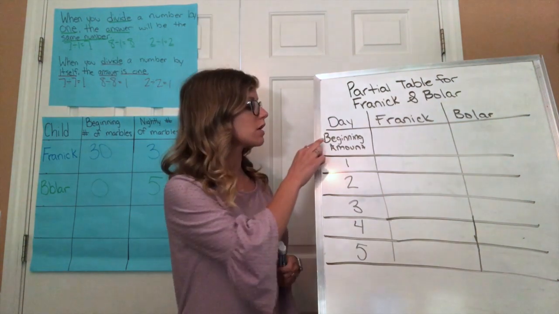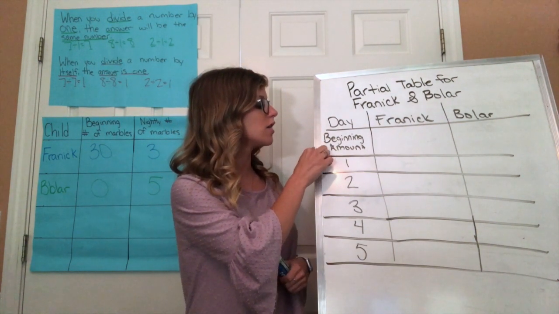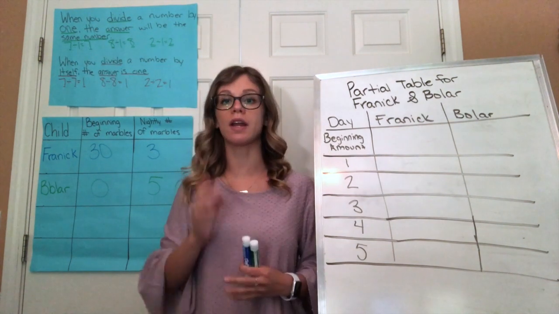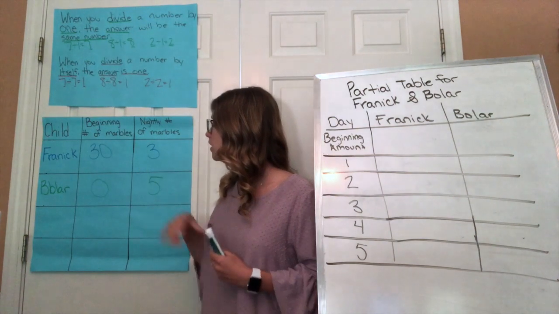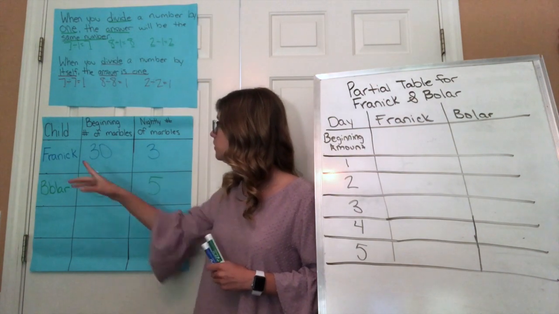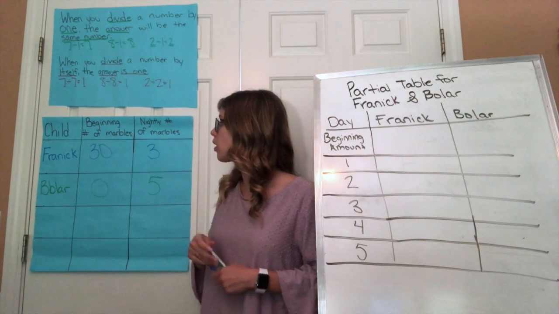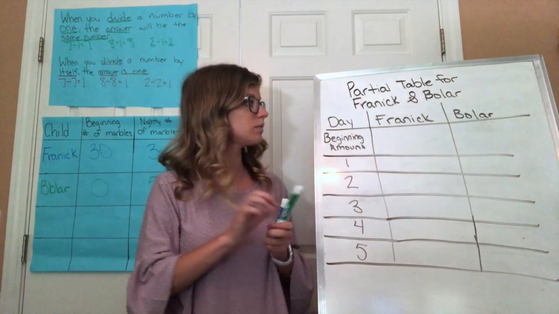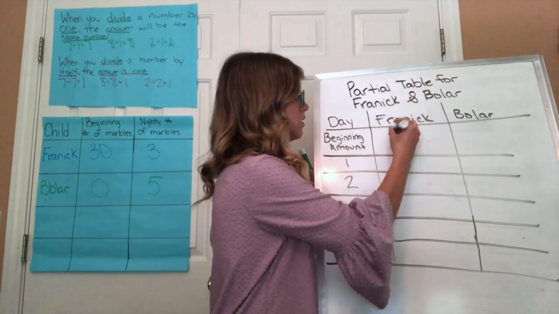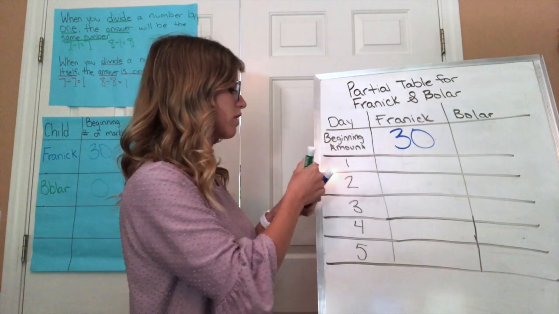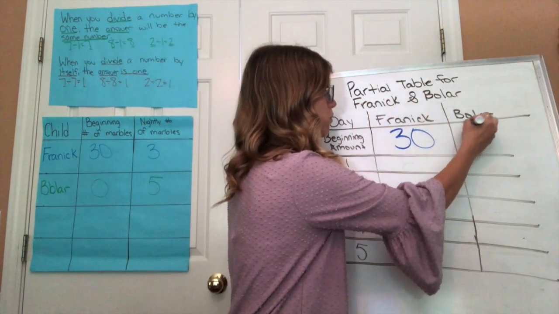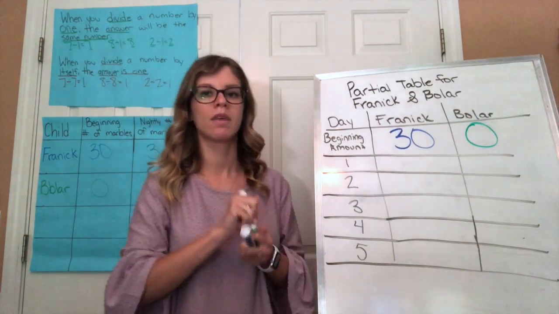So what we needed to first remember is the beginning amount that Bolar and Franek started with their marbles. So let's take a look right here. And I remember that Franek started with 30 marbles at the beginning. And Bolar started with 0 leftover marbles at the beginning.